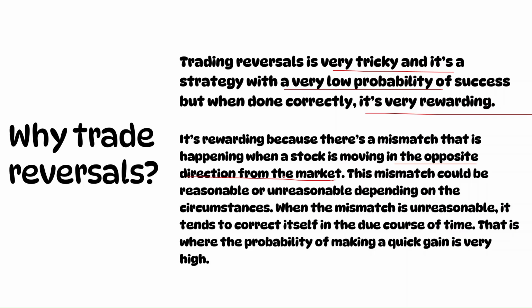Maybe actually there's not a mismatch. Actually the stock is going down because the company has given terrible results and many other factors. There's overall selling in the market and many more. But if none of those reasons are there, there's a very high chance there's a mismatch. This mismatch could be reasonable or unreasonable depending on the circumstances. When the mismatch is unreasonable, it tends to correct itself in due course of time, and that is where the probability of making a quick gain is very high, right?